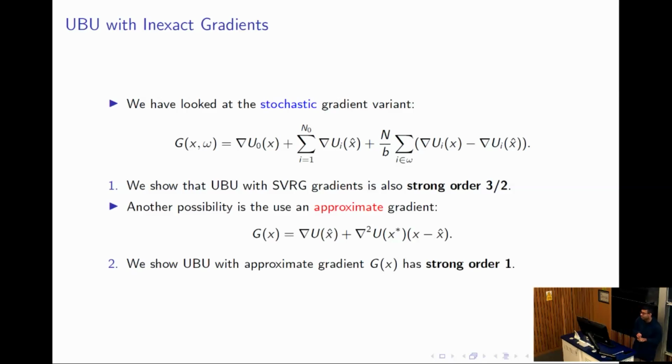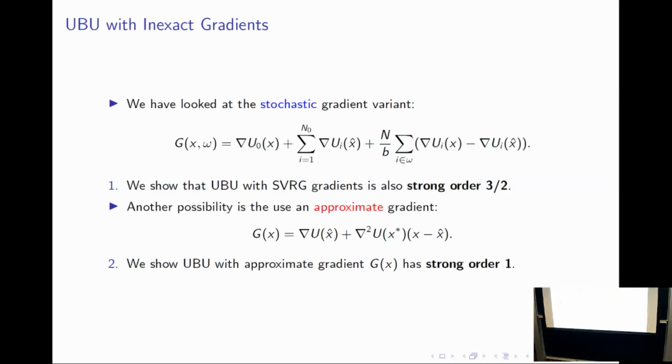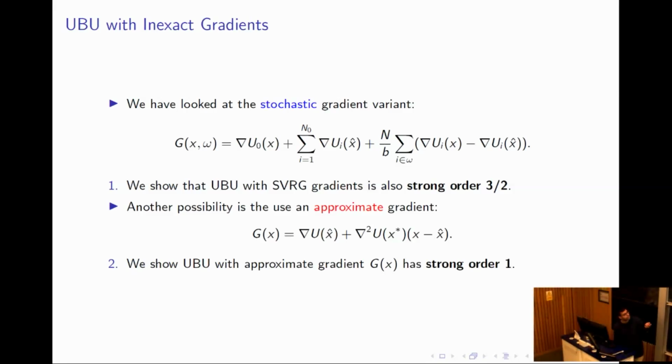So what we do with this work and this presentation is that we're going to consider two different forms of inexact gradients. The first form is a stochastic gradient variant, which is given by this very first equation that you see right here, where you can think of this as being very similar to the notion of mini-batching, where you don't consider the full gradient, but you consider a random subset of this, where the random subset comes from this omega that you see right here. If we consider this stochastic gradient variant of UBU, then what we are able to show is that UBU with this particular scheme is of strong order 3/2. So that's for the case of stochastic gradients.